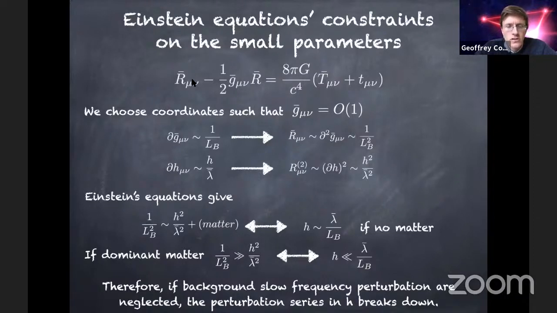If we choose coordinates such that the background metric is order one, when we have some variations of the background metric, we get the typical length scale of the background, which is the typical length scale for these derivatives. That's what we actually meant by L_B. So R contains two derivatives, so it will be order one over L_B squared.